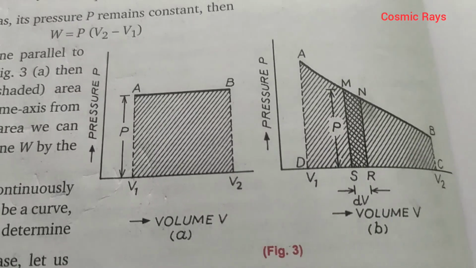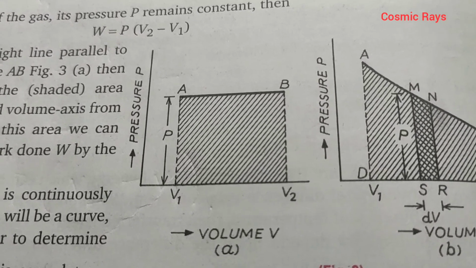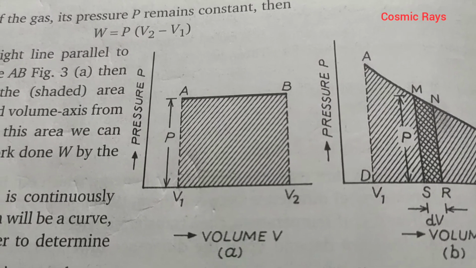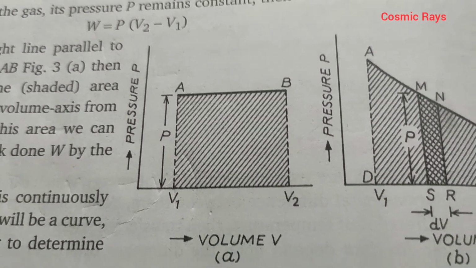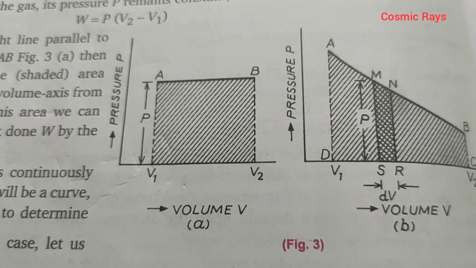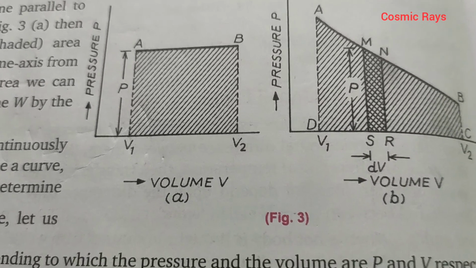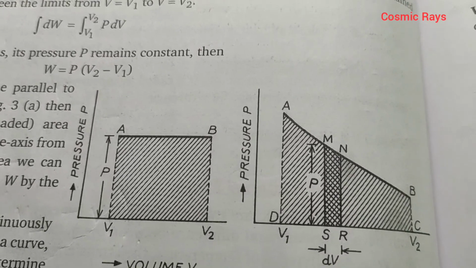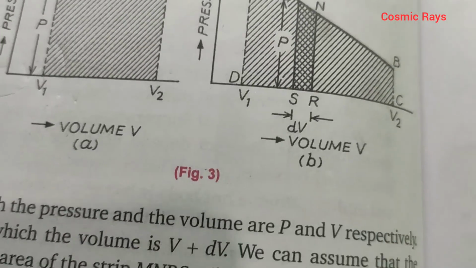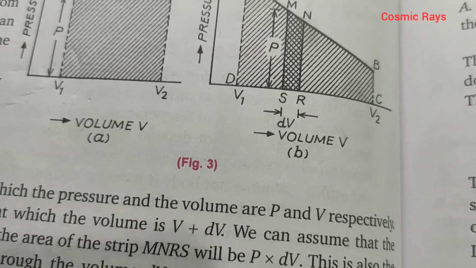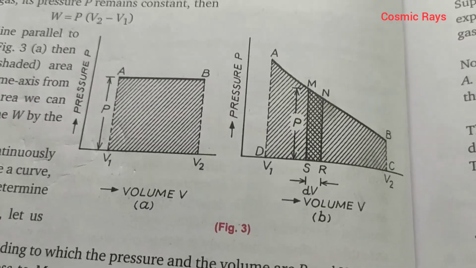Now we have to keep in mind that if work done is by the system, it is to be taken as positive, and if the work is done on the system, then as per the sign convention we have to take it as negative. And the work done of a system or by the system not only depends upon the initial and final states of the system, but also it depends upon the path which is adopted for the process.